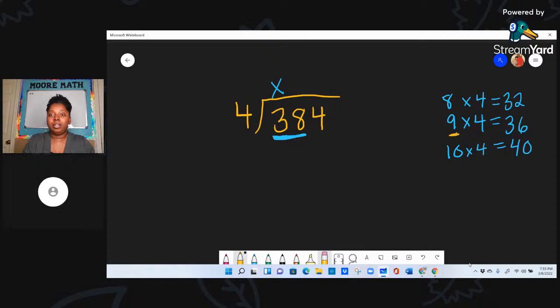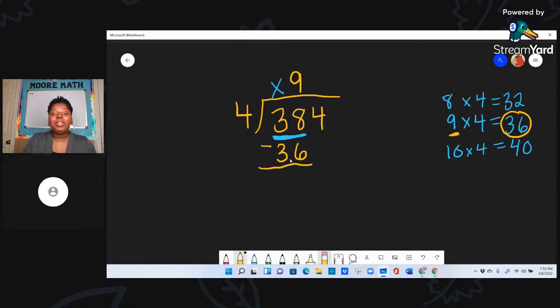9. Good. Excellent. So we put the 9 on top. Where does the 36 go? Because 9 times 4 is 36, right? That's what we saw here. So we're going to write that 36 under here.